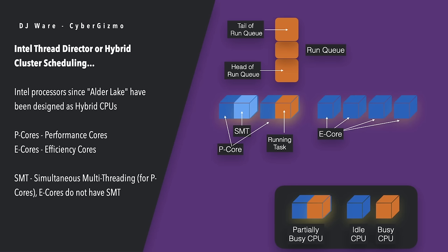Now, Intel has a solution for that for their processors called the Intel Thread Director, or you may also hear it called the Hybrid Cluster Scheduling. They still support the hyper-threading on the P cores. They do not support hyper-threading on the E cores. As you can see, I've got different classifications of processors. I have processors which are running as fully functional CPUs, and some of them that are operating as a hyper-thread.